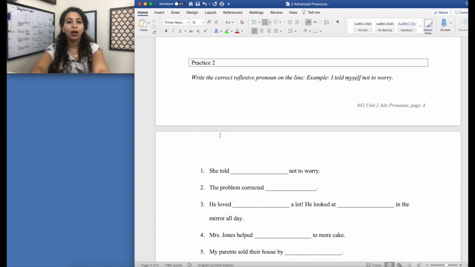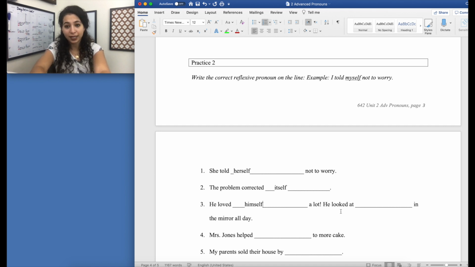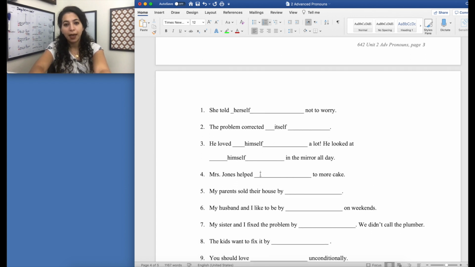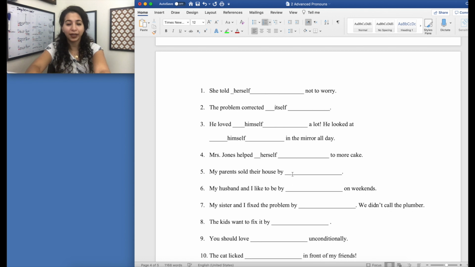Now on to practice number 2. So write the correct reflexive pronoun on the line. Example, I told myself not to worry. She told herself not to worry. The problem corrected itself. He loves himself a lot. He looks at himself in the mirror all day. Mrs. Jones helped herself to more cake.